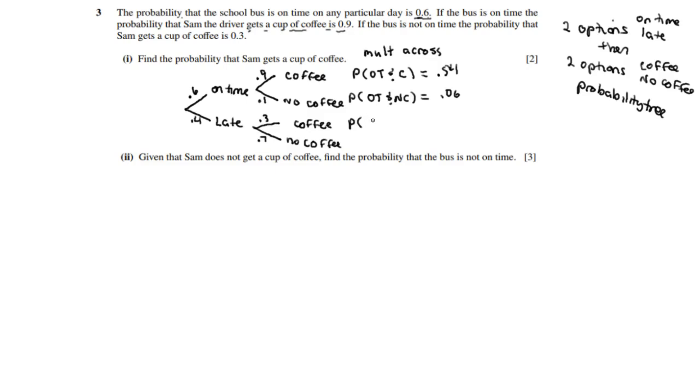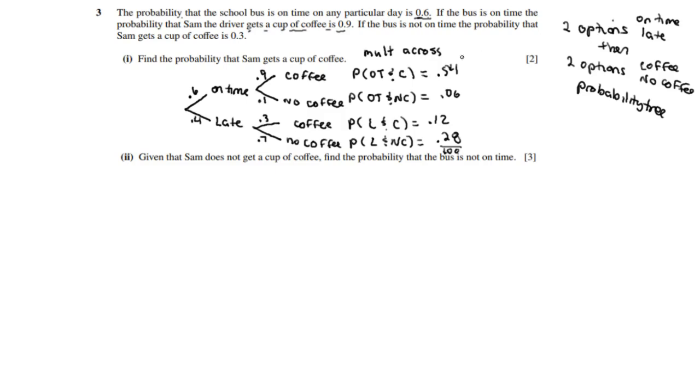The probability of being late but still getting coffee, that's going to be 0.4 times 0.3 or 0.12. And the probability of being late and not getting coffee, worst scenario, that's going to be 0.4 times 0.7 or 0.28. Now if I add all those up, they should add up to 1, and they do. And so I'm feeling good about the fact that I got the right stuff.